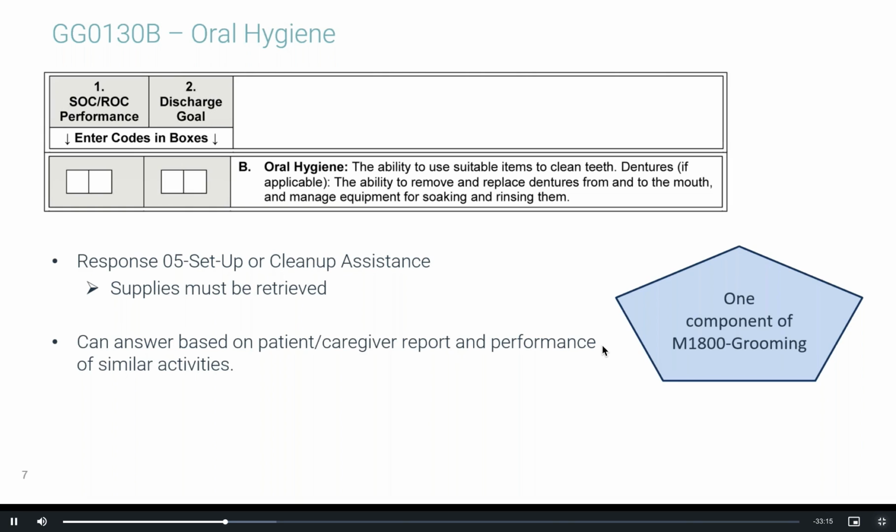So supplies being retrieved, put out for the patient, reaching something in a cabinet in the bathroom that's too high, all of that is response 5, setup or cleanup assistance, if they're able to independently do their oral hygiene once we do that retrieval for them.